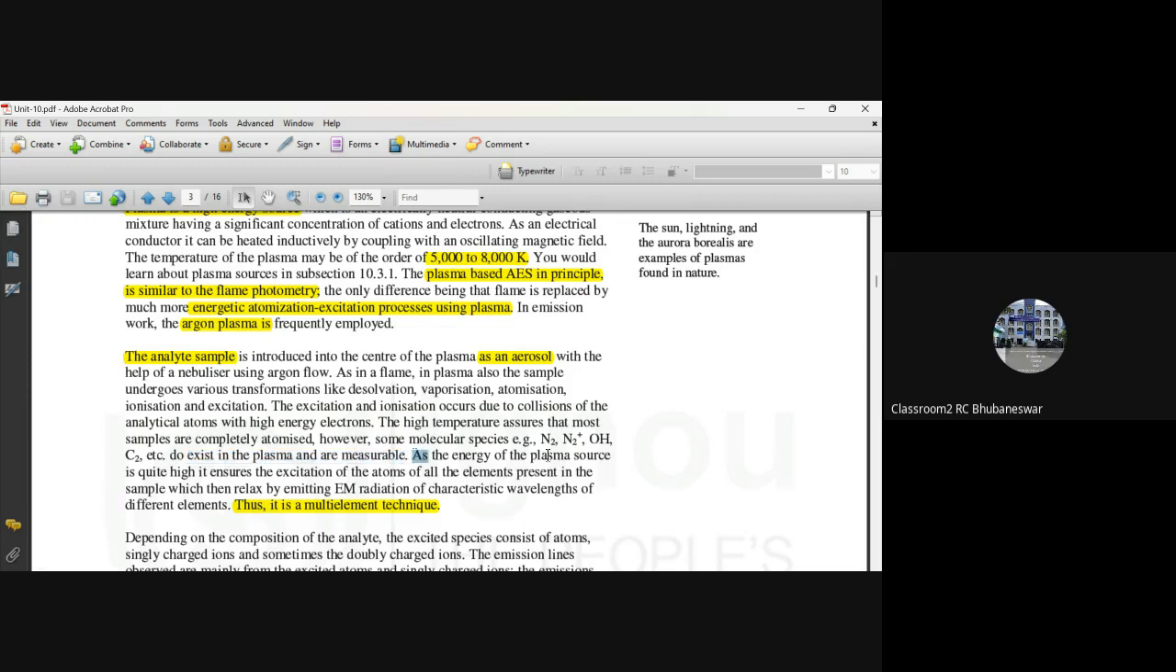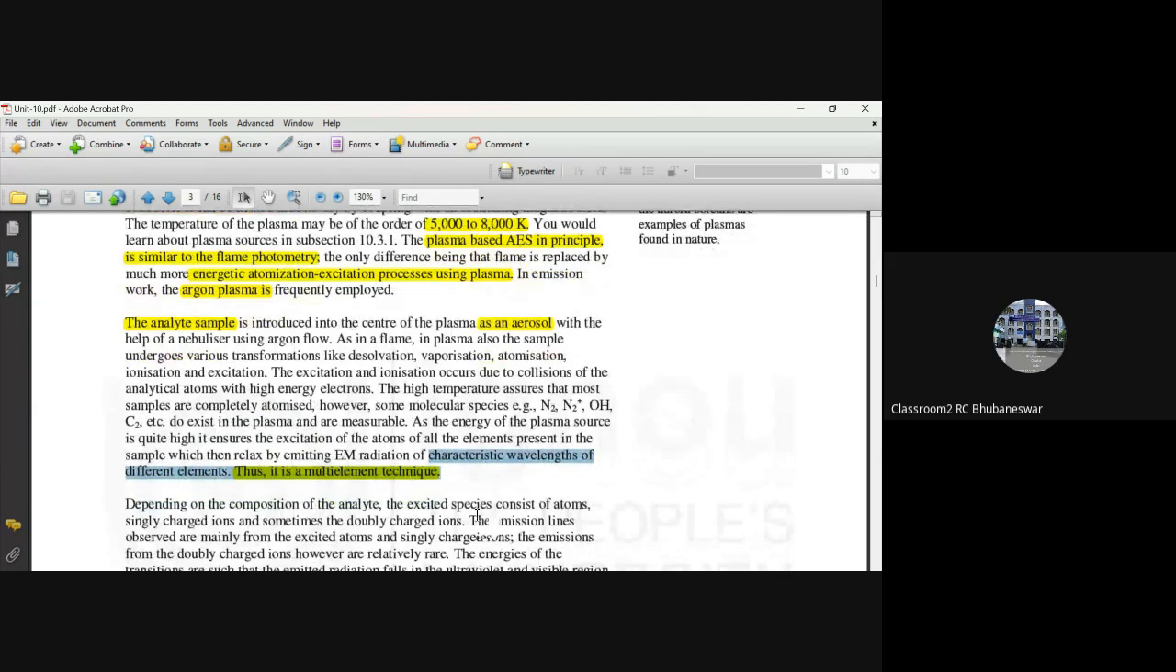As the energy of the plasma source is quite high, it ensures the excitation of the atoms of all the elements present in the sample, which then relax by emitting electromagnetic radiation of characteristic wavelengths for different elements. That is why, since it ensures complete atomization, you can go for multi-element analysis. You can study multiple elements over here.